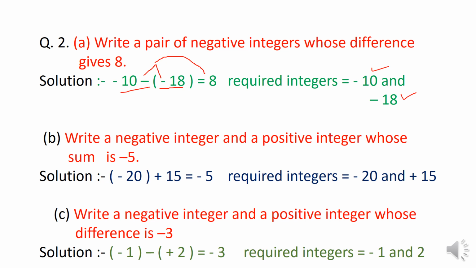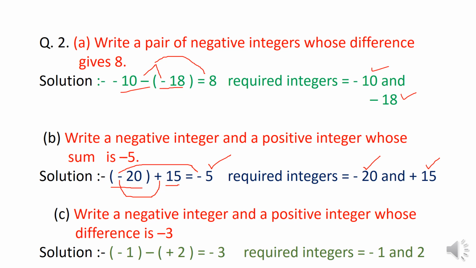Now let us see (b). Write a negative integer and a positive integer whose sum is minus 5. So, here I have taken minus 20 and 15. Here minus 20 and plus 15 do not have the same sign, so they will be subtracted, 20 minus 15. So, you will get 5, but the greater number's sign is negative. So, you will get minus 5. So, the required integers will be minus 20 and plus 15.